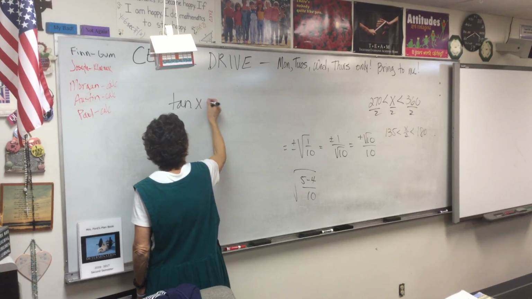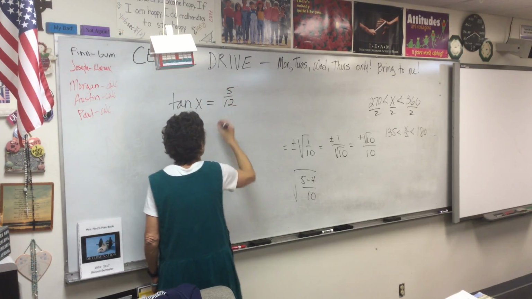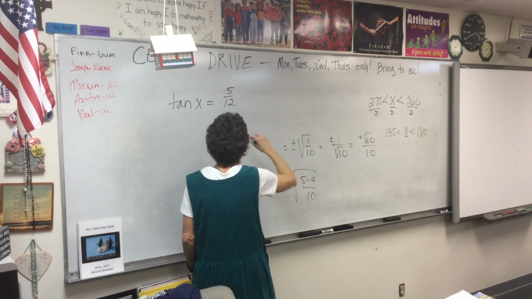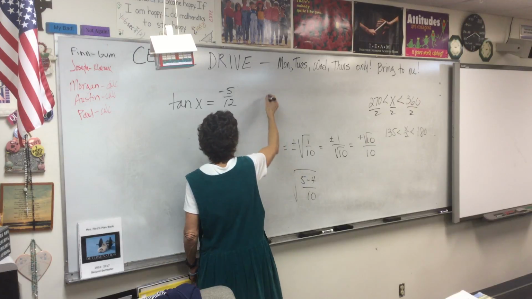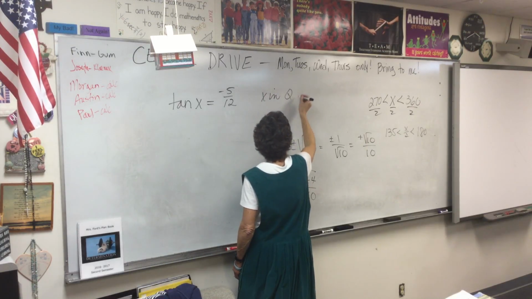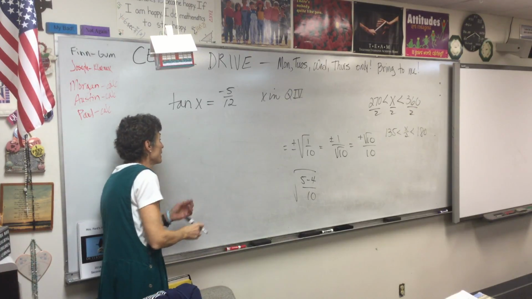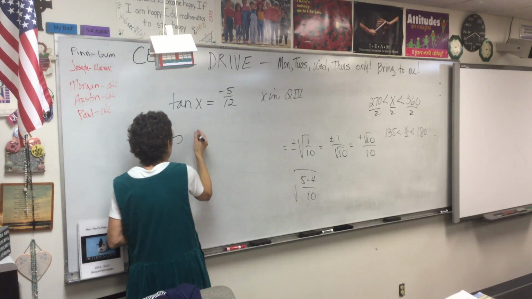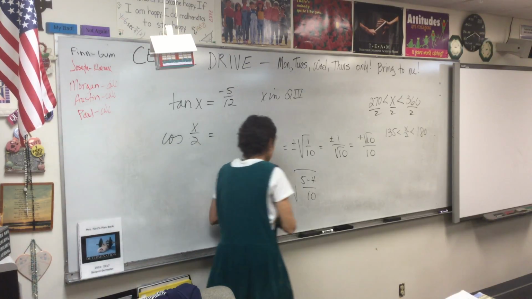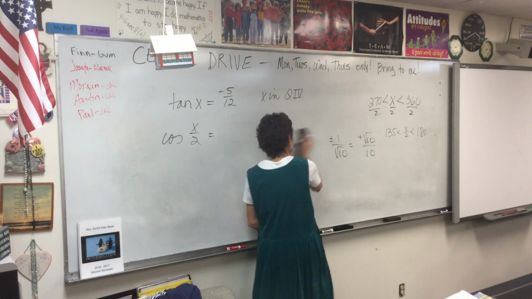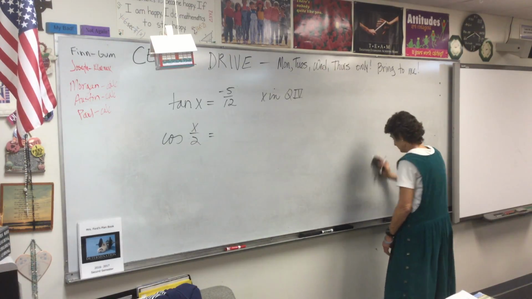Thank you. All right, let's say the tangent is negative 5/12, and let's put this one in quadrant 4. And let's find the cosine of x over 2. So this is essentially the same problem. We're just practicing one more time, going through our steps. Here we go.